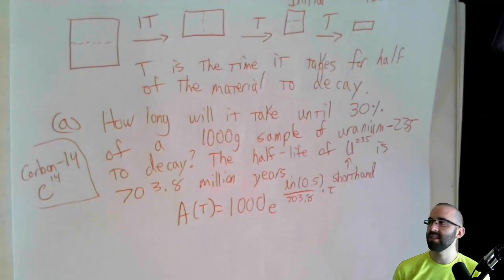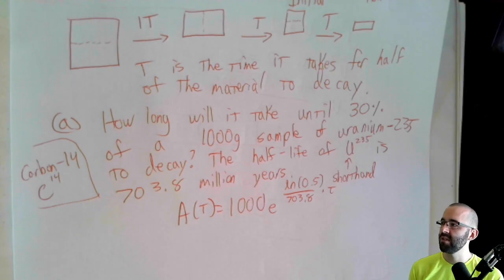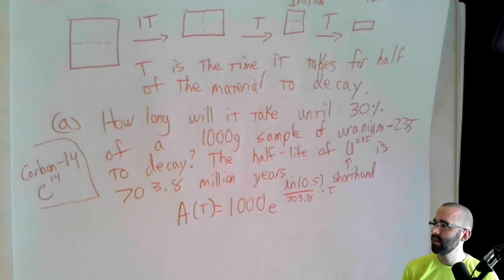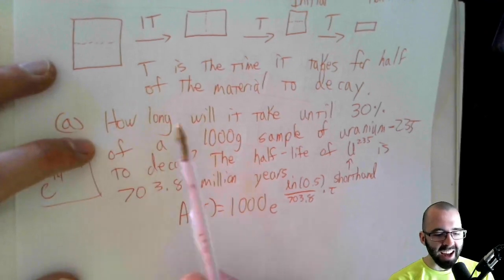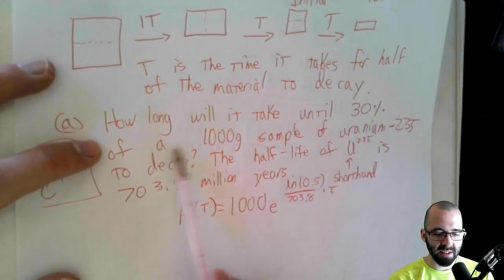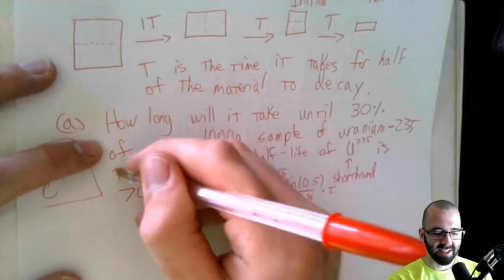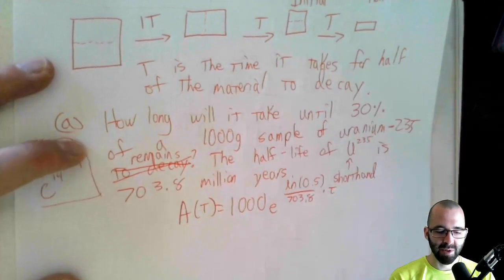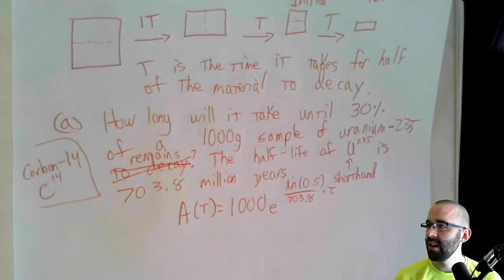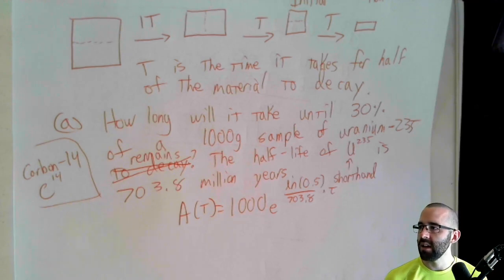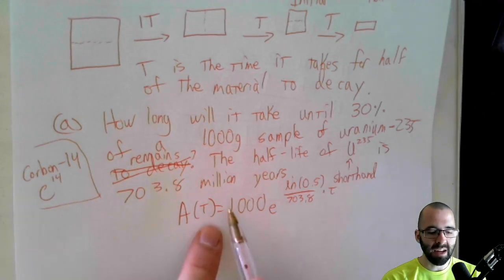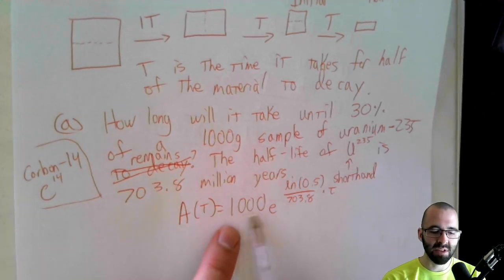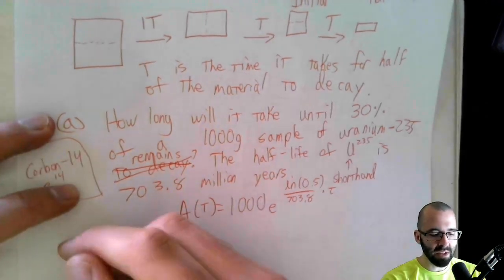And the question is, how long is it going to take until we only have, wait, hold on, there's a typo. How long will it take until 30% remains? That was terrible English before. Okay. e is Euler's number. It's like 2.718, etc. We're going to set it equal to 30% of what we started with. So when does 30% remain?